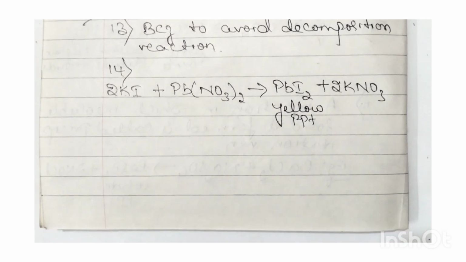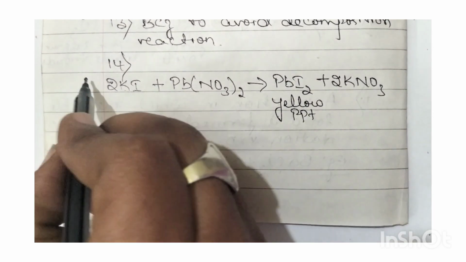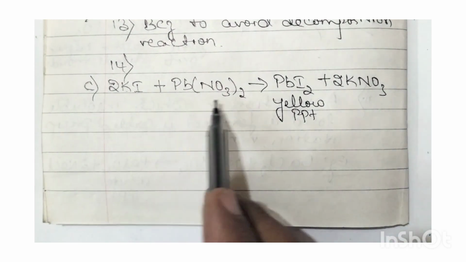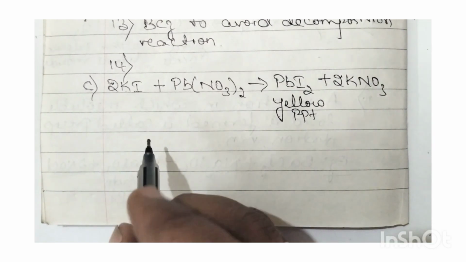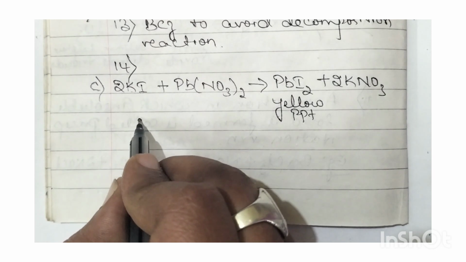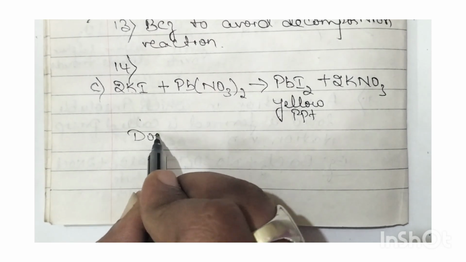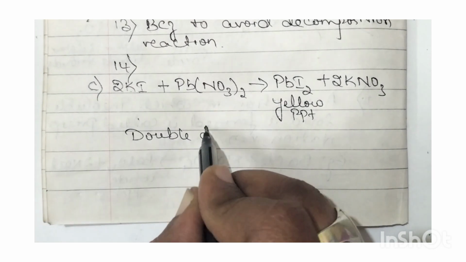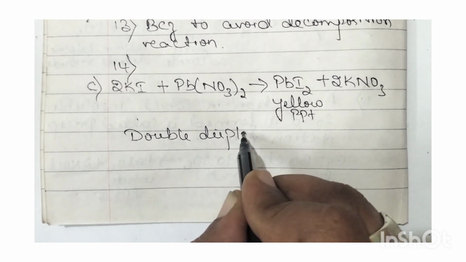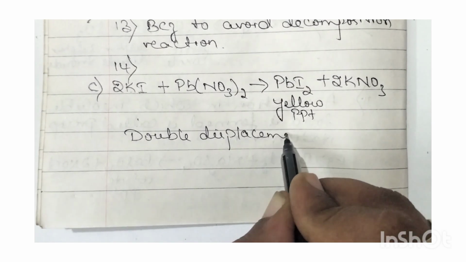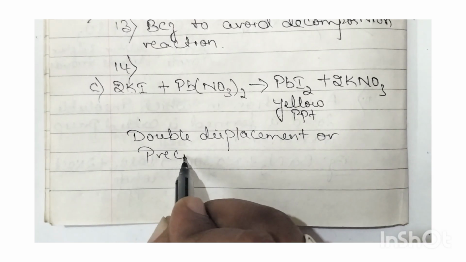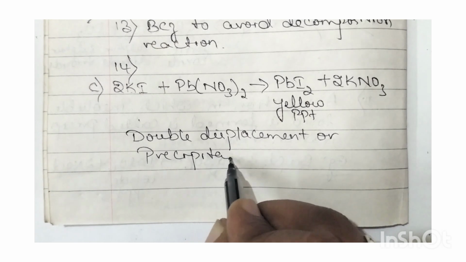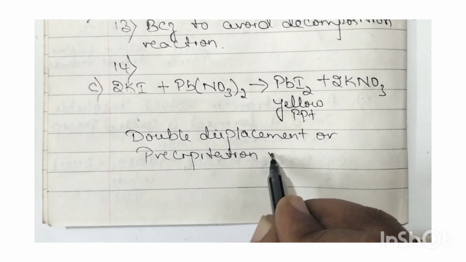So let us answer one by one. This is the answer for C. The balanced chemical equation I have written. Now, the type of reaction he asked. This type of reaction we can call a double displacement reaction, or it is also called a precipitation reaction. Double displacement or precipitation reaction.